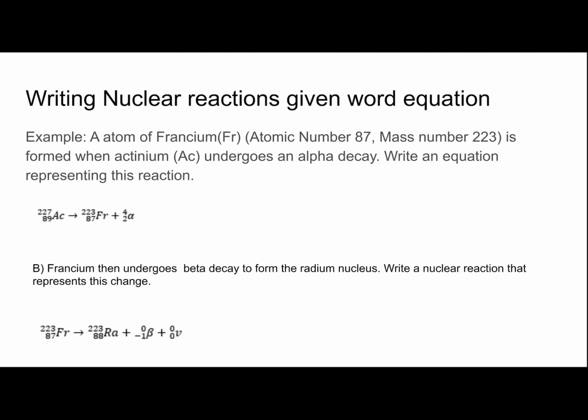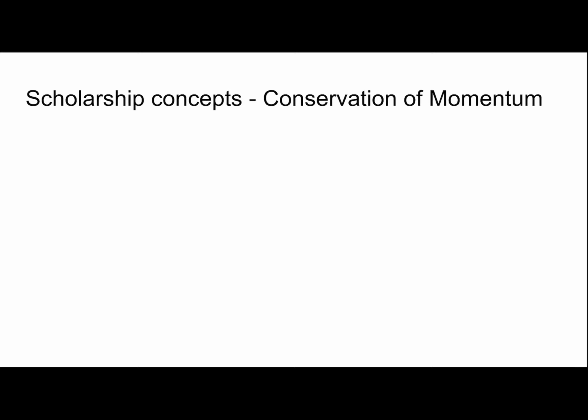It's just a V, but in this case, because when I'm writing these equations on Microsoft Word, they don't give me the option to put the line on top of the V, but there's actually a little dash on top of the V to indicate the anti-neutrino. So just remember, above the V there is a small line, a small dash, and that's to represent the anti-neutrino. Alright, so moving on to scholarship concepts.